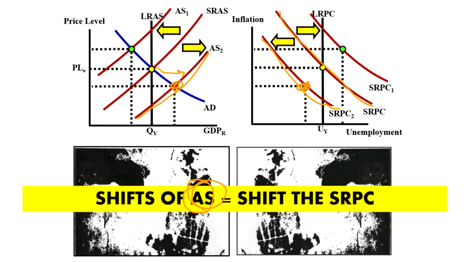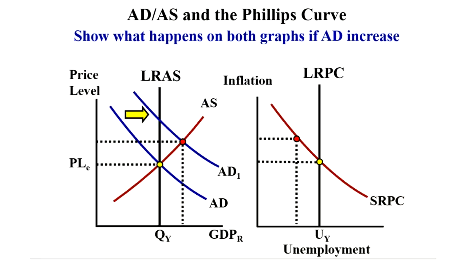To show you what this looks like in a problem, I might say, show me what happens on both graphs if you have an increase in aggregate demand. So on my aggregate supply demand graph, I would show my shift in aggregate demand, and then on my Phillips curve, you're going to want to label this a little better. I would say it moves from point A to point B, and I would draw a little arrow to show what happened.